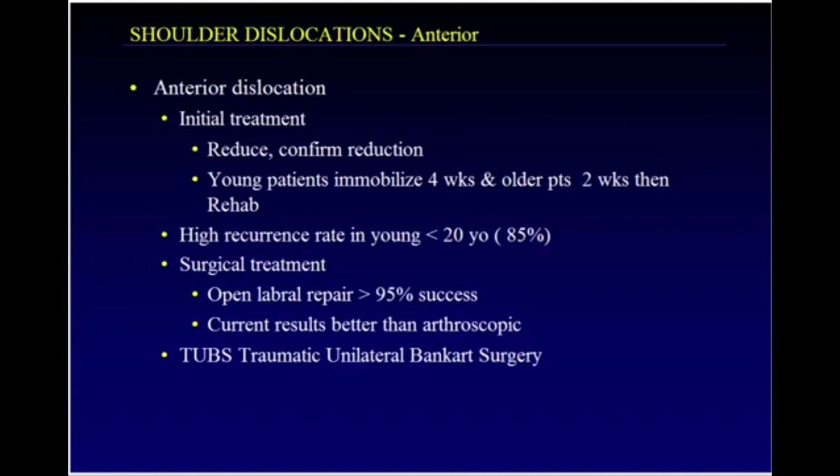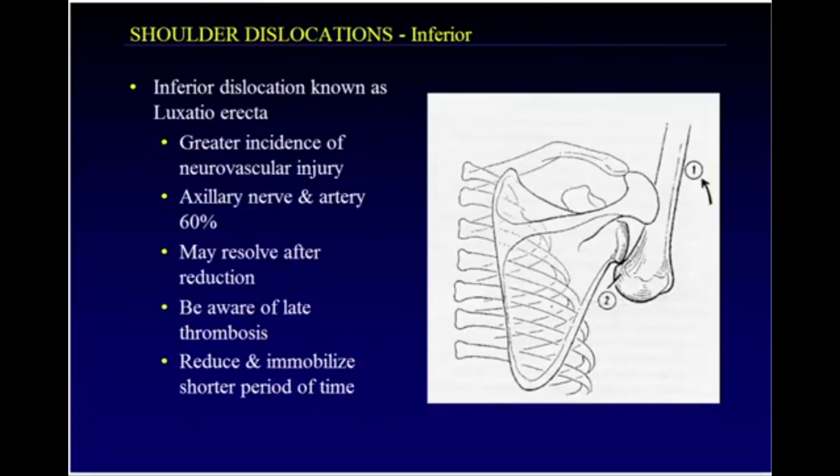And for the purpose of your board exam, it's probably best to understand that, at least currently, the results after open repair are superior to the results reported after arthroscopic Bankart repair. The mnemonic you can remember is TUBS: traumatic injuries to the shoulder, unilateral, Bankart surgery being recommended. Now, what about inferior dislocation?